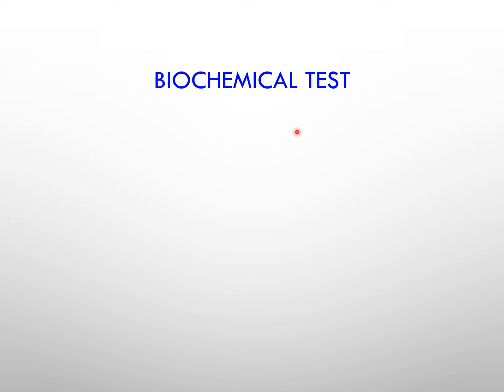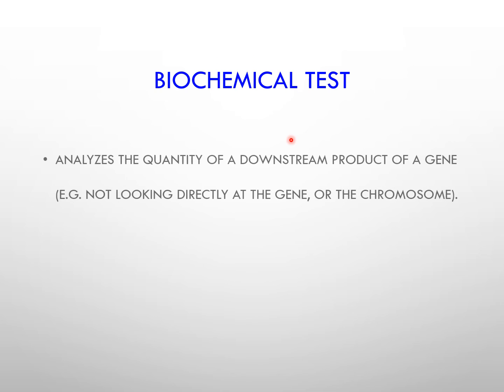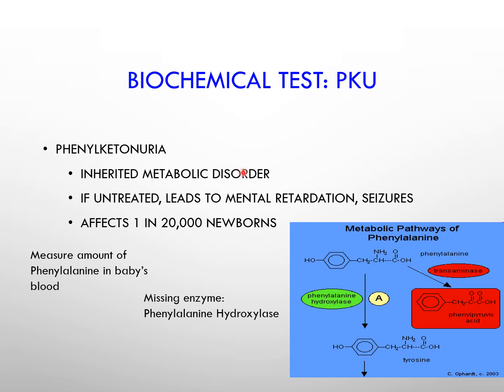The third type of test is the biochemical test. Here we analyze the quantity of a downstream product of a gene. For example, we are not looking directly at the gene or the chromosome, but we are doing newborn screening to check if there is any abnormality. One of the main biochemical tests which we commonly use is the test for phenylketonuria. As we know, phenylketonuria is an inherited metabolic disorder, and if untreated, it can lead to mental retardation or seizures. It affects 1 in 20,000 newborns.